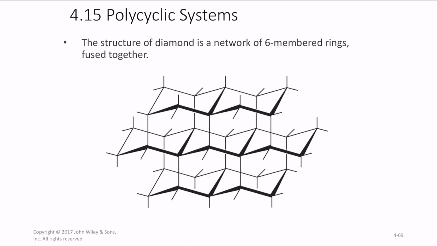One other example of a polycyclic system is diamond. A diamond is a network of six-membered rings that are fused together. All of them are carbons that are fused together. This fusing causes it to become stronger and lighter. So this is the idea behind polycyclic systems. With that, we end chapter 4 on alkanes.